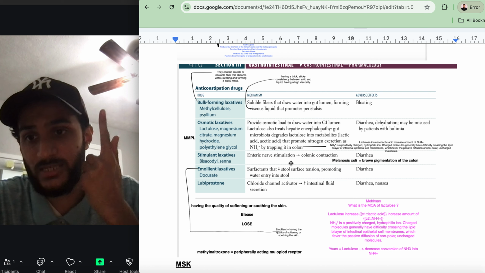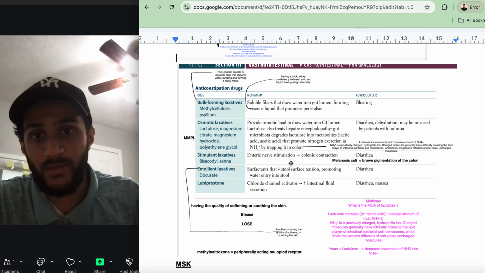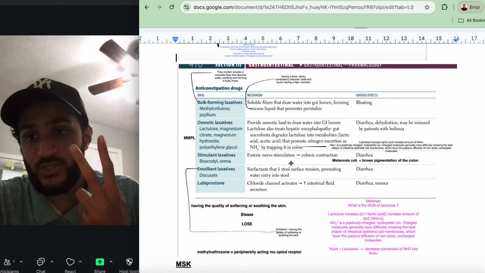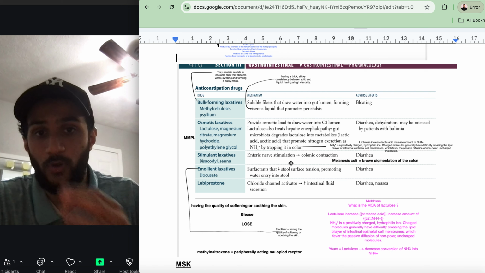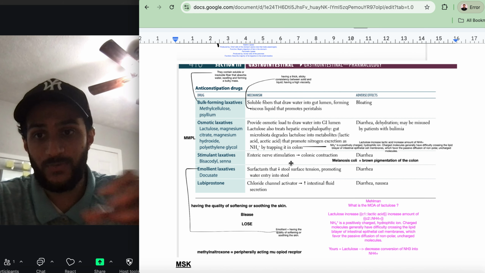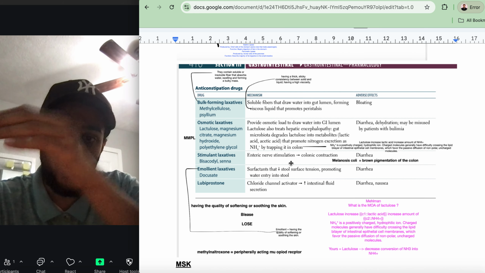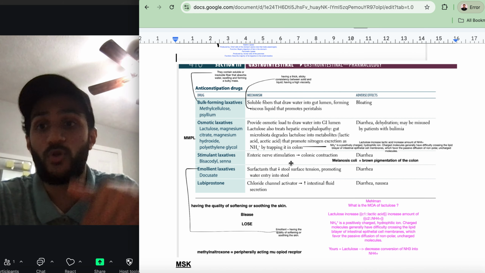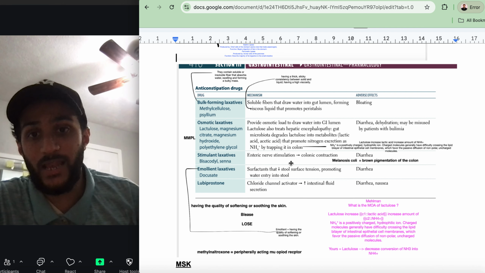We can have over here magnesium citrate, lactulose, and polyethylene glycol. They promote an osmotic load into the GI tract. Lactulose is really important for hepatic encephalopathy because lactulose converts to lactic acid, and the acid makes ammonia become ammonium, which cannot be reabsorbed, so we can prevent encephalopathy. We can see stimulant laxatives, so we can see bisacodyl and senna.